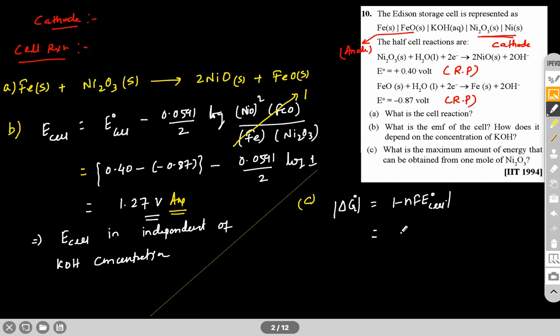So we'll substitute 2 into 96500 into 1.27, the E naught cell, which is 245.11 kJ. So this is the answer for the third question. Okay, so I hope all of you understood this. Okay, easier one.